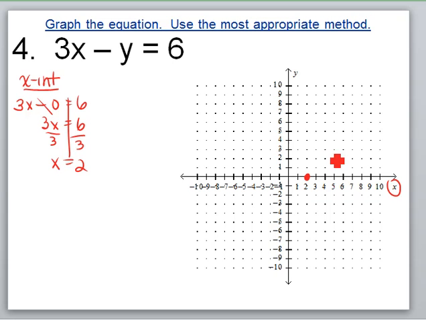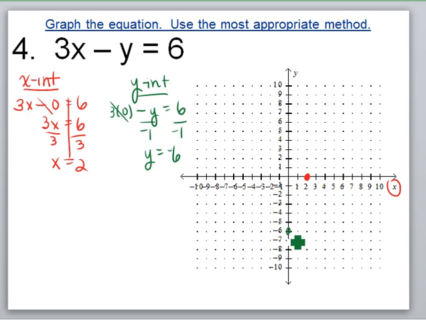Now for the second part, we're going to find the y-intercept. So our y-intercept is going to be where it crosses the y-axis. That's where we plug 0 in for the x portion. So when we plug in 0 for the x portion, we'll divide by -1 on both sides, and we get y is -6. So y is -6, and then we connect those together, and we have our graph.